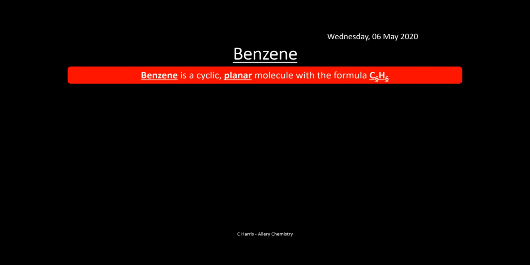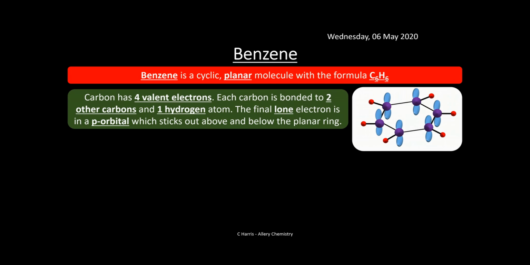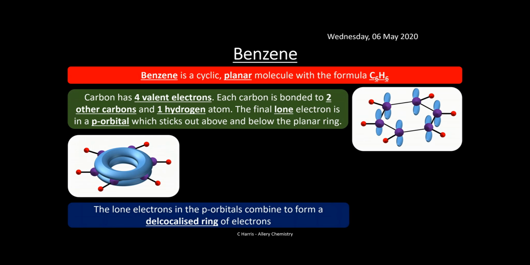It's a planar molecule, so it's flat, and it has a formula of C6H6. Carbon normally has 4 valence electrons, and each of the carbons is bonded to 2 other carbons in a benzene ring. You can see on here the carbons, which are the purple atoms, and the bonds, where each carbon is bonded twice. Each carbon also has one hydrogen atom. The final lone electron then orbits its way around one of these spare orbitals that exist on the carbon atom. That sits above and below the planar ring, so you can see it's planar, apart from the orbitals which stick out.